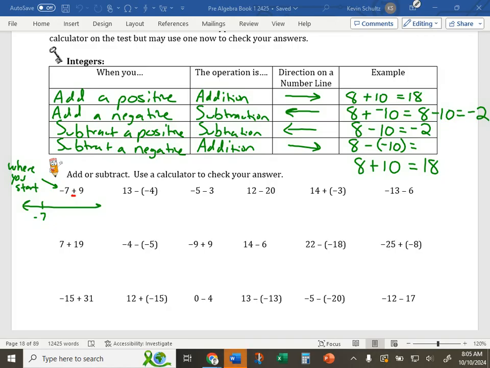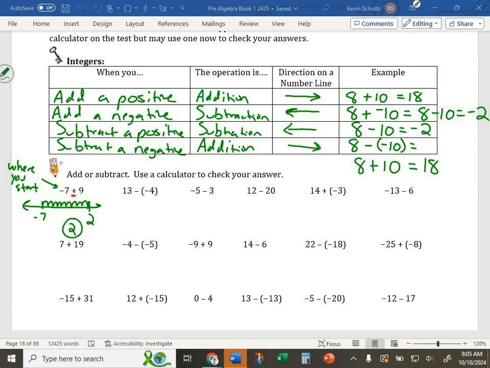This, what's in between the numbers, tells you the operation, which, just a plus sign, means we're adding, we're going to the right. What is -7 plus 9? +2. Okay? We're going to the right 9. 1, 2, 3, 4, 5, 6, 7, 8, 9. We're going to end at +2, and that is our answer.